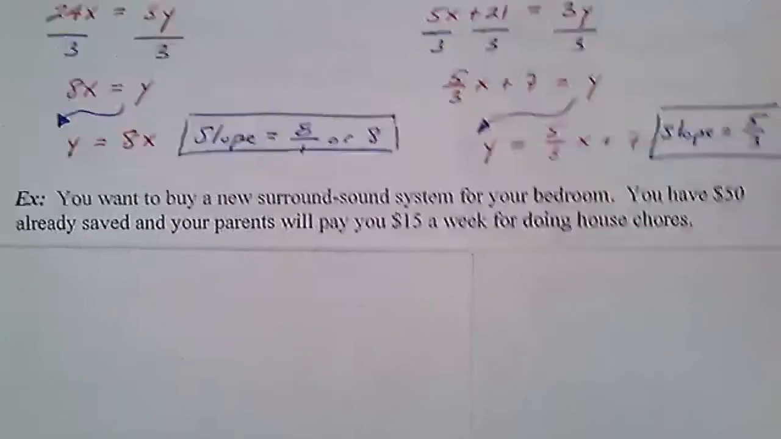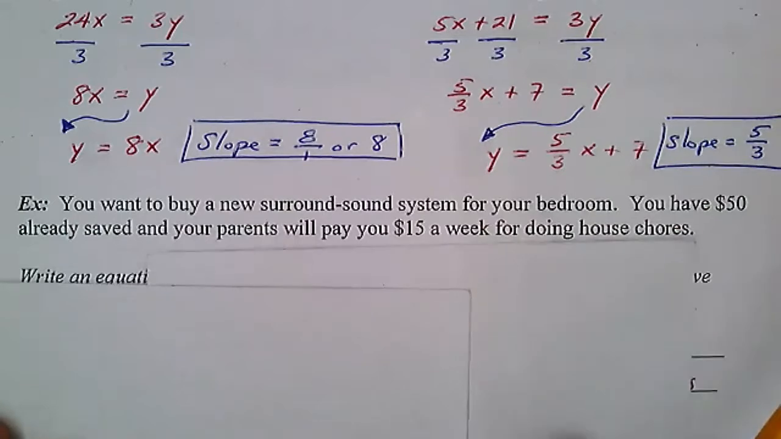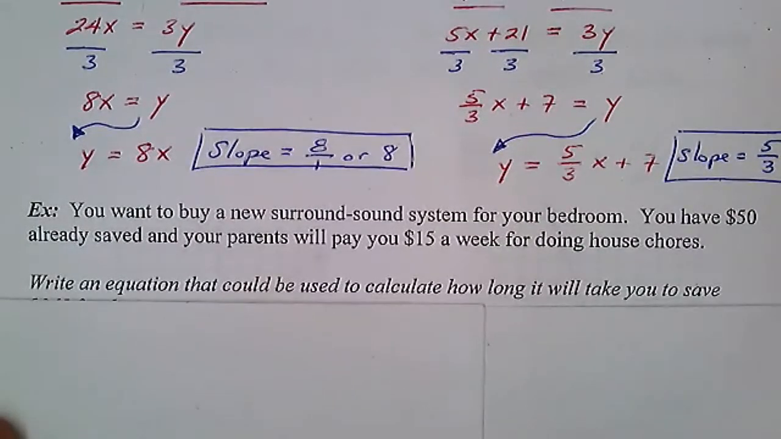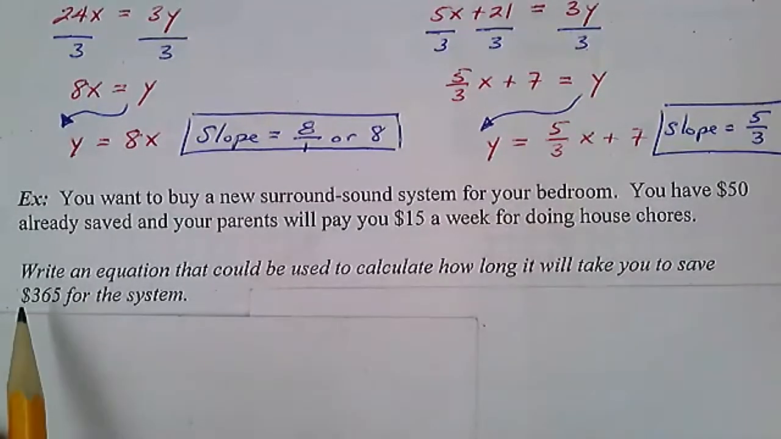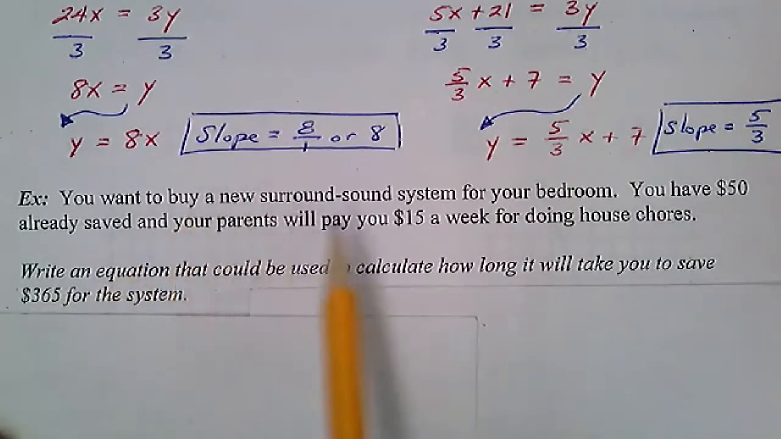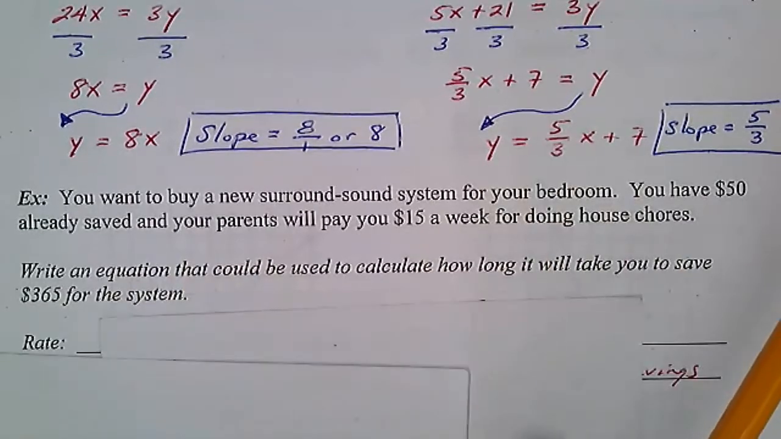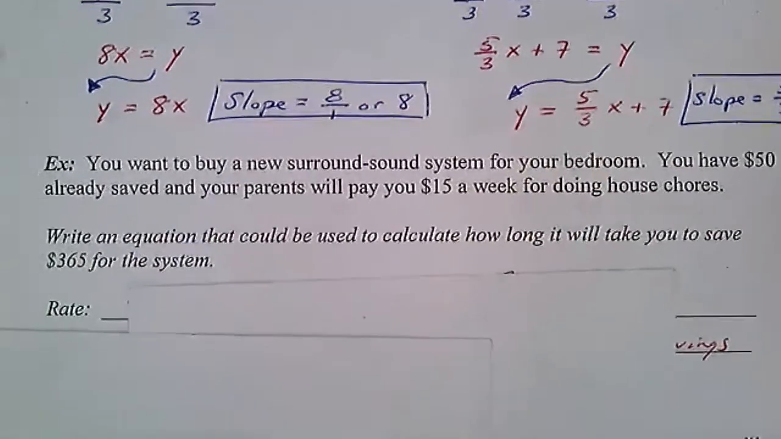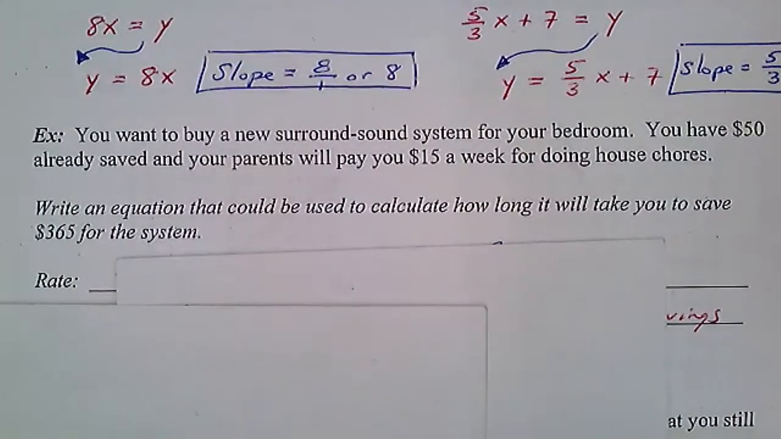Okay, so we want to write a function. I'm going to write an equation here. So it says write an equation that could be used to calculate how long it will take you to save, and then we know how much we want to save, $365 for the system. So we're going to write an equation based on this information. Okay. All right. So my first question is, what is the rate? Do we have a rate in this problem? What's our rate?